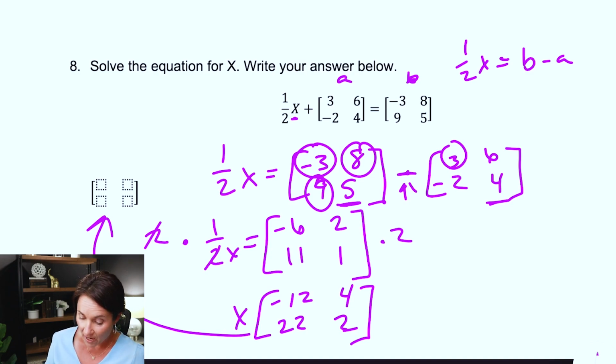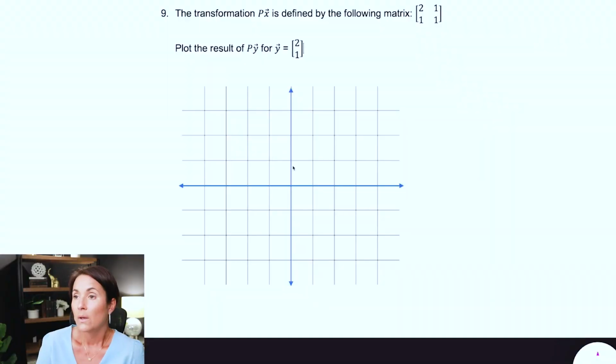Now, if this wasn't a 1/2 X and it was a 2X, well, then we would divide everything by 2, right? Or multiply everything by 1/2. So that would be a little bit different here, but that's how you use the matrix when it comes to solving for this particular variable. All right, so we may have to do some transformation vectors on the exam, and that's part of the specs. So let's take a look at this one.